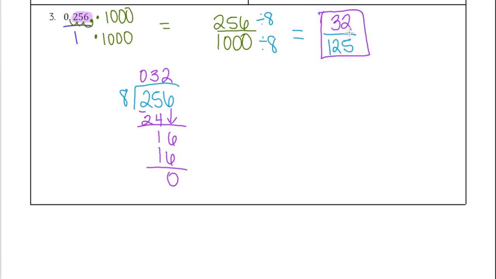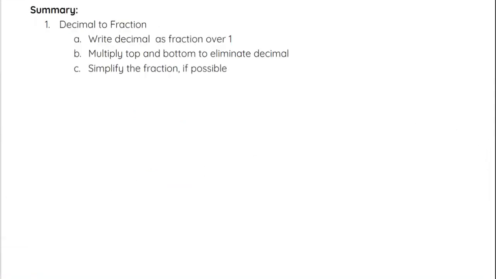You can check through your factors to make sure that there's nothing else they're both divisible by, but that will be your fully simplified fraction for 0.256 written in fraction form.